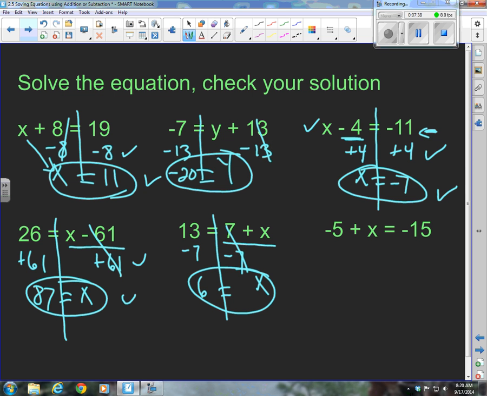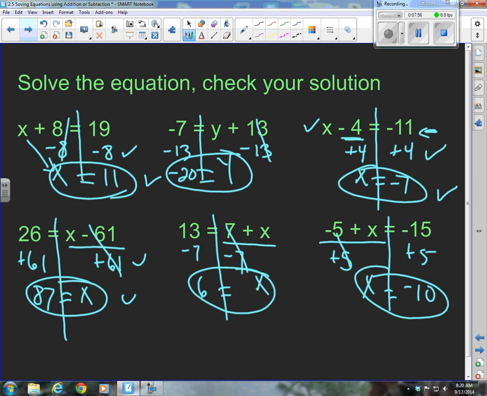Okay, here, look to the variable side. What's with x? Well, negative 5. How do I make negative 5 zero? By adding 5, doing the opposite, an inverse operation. If I add 5 to this side, I have to add 5 to this side. This cancels. I got x equals negative 10. Negative 15 plus 5 is negative 10.